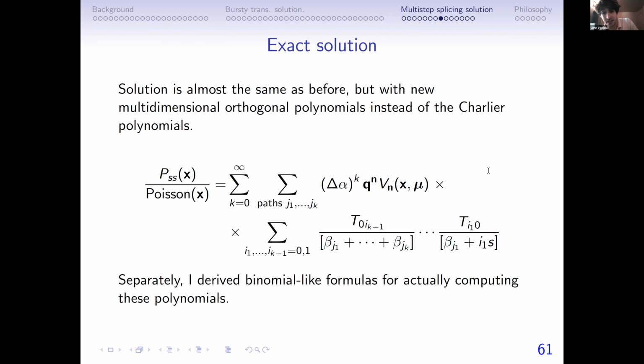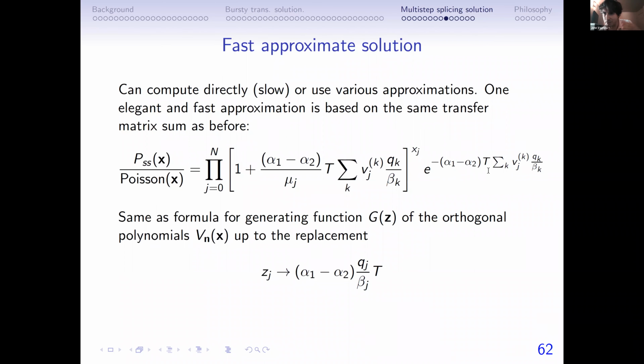So yeah, there you go. And then, as I said before, we came up with this special approximate formula that's really, really fast. And you can do the same thing here too. And it's got the same interpretation as related to the generating function of these special multidimensional polynomials.